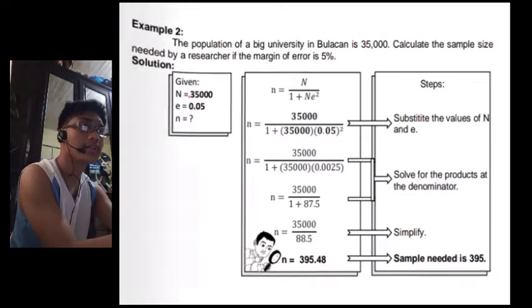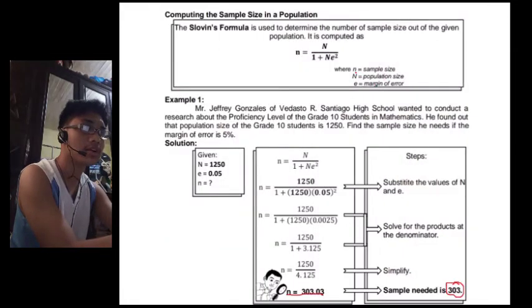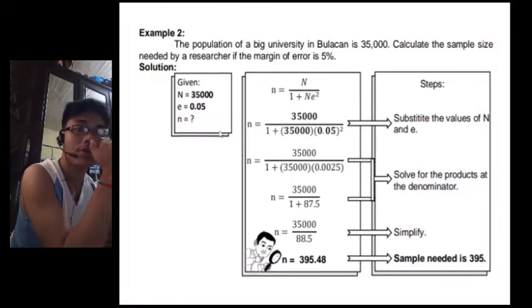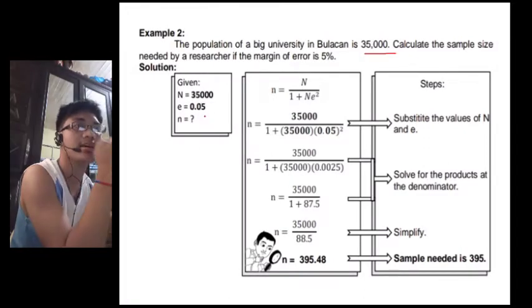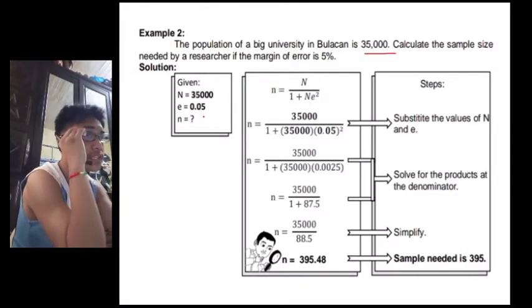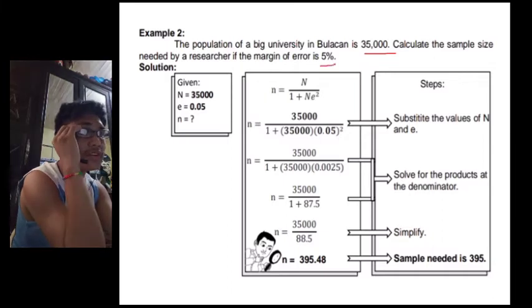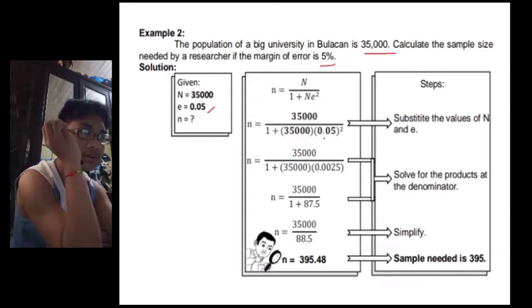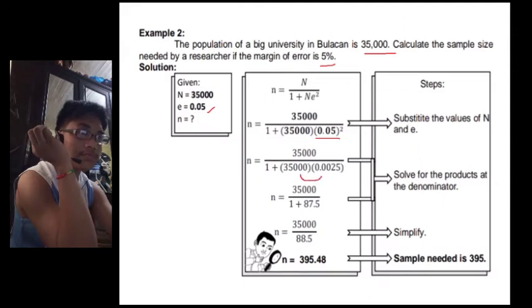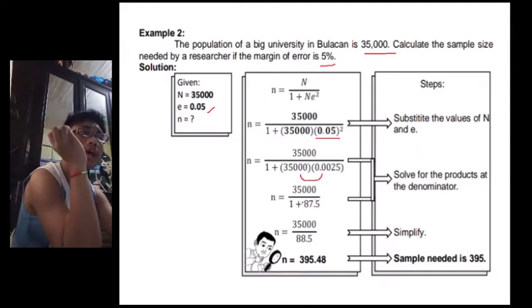Again, small n is the sample size; you're going to find the sample size. Then your percentage again is 5%, so convert it like this. Simplify. Square this and this comes out. Then multiply this, and this comes out. And 1 plus 87.5 is 88.5.